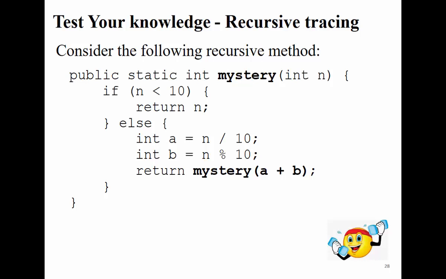You need to prove it. How? You start with n, then you call mystery with a plus p. What is a? What is p? Let's say n is equal to 75. What is a in this case? It is 7, because n divided by 10 is integer division. So 7. What is p? 5. So 7 plus 5 is 12, which is less than 75. So we are going toward the base case.